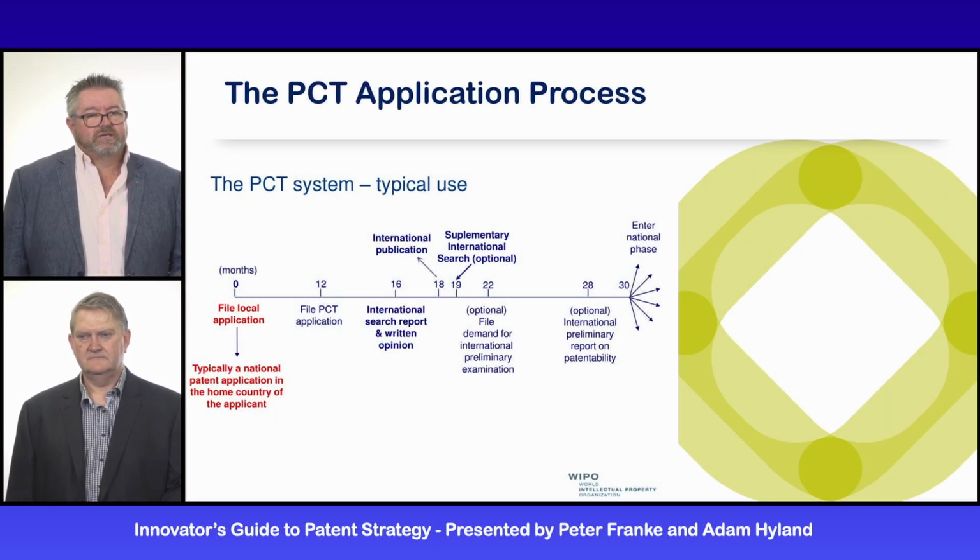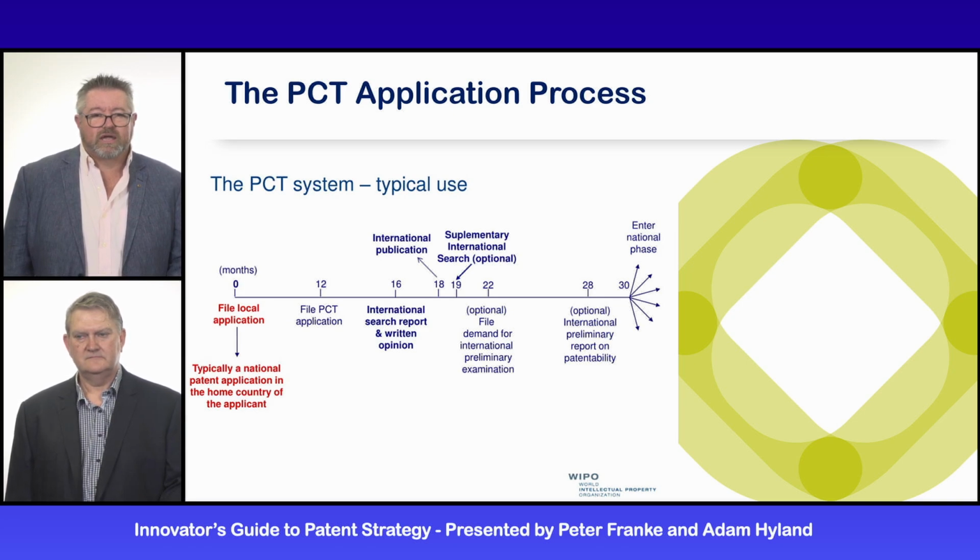Looking a little bit at the PCT application process, just some of the timings. From our initial local application, typically a provisional application in our case, within 12 months we've got to file the PCT. Within 4 months after that, usually we'll get an international search report and written opinion, which is a really important and useful part of the PCT process. It gives you an early look at what type of prior art is out there, particularly if you haven't been able to do any searching prior to that.